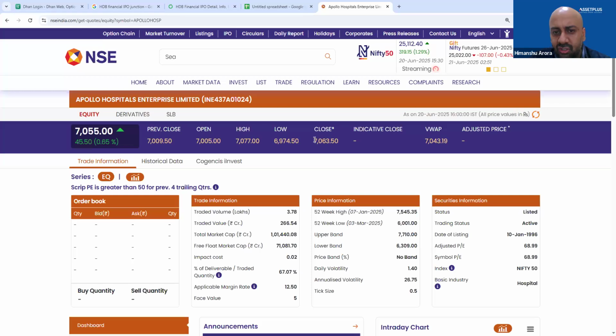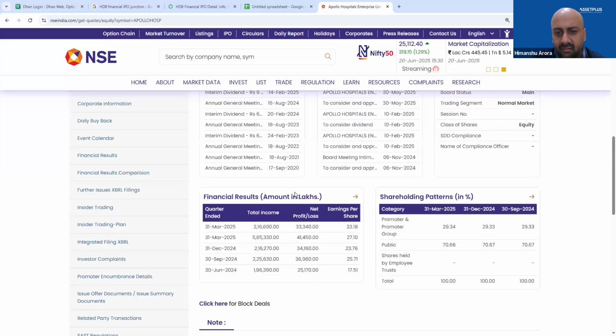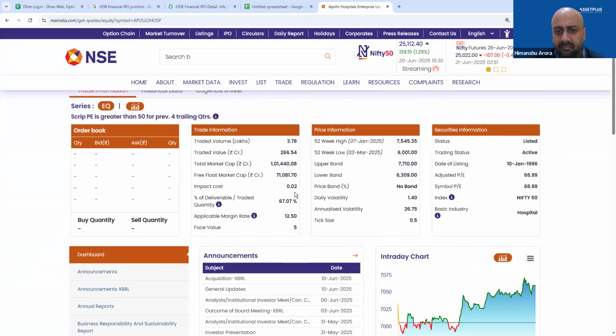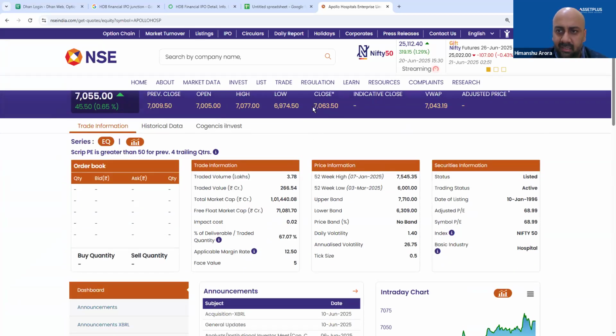Amol, closing price is the closing price for the day. Not every 15 minutes or 30 minutes. It is the closing price for the day. So once the day has closed at 3:30, the exchange releases the closing price of all the stocks. And that becomes a mark on the rock for this entire life.